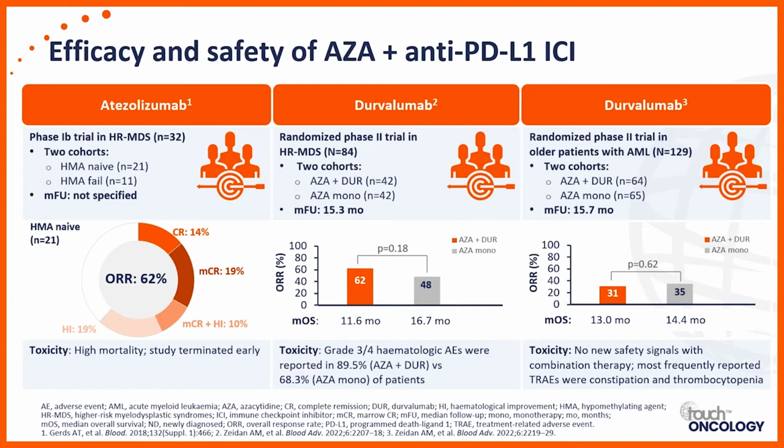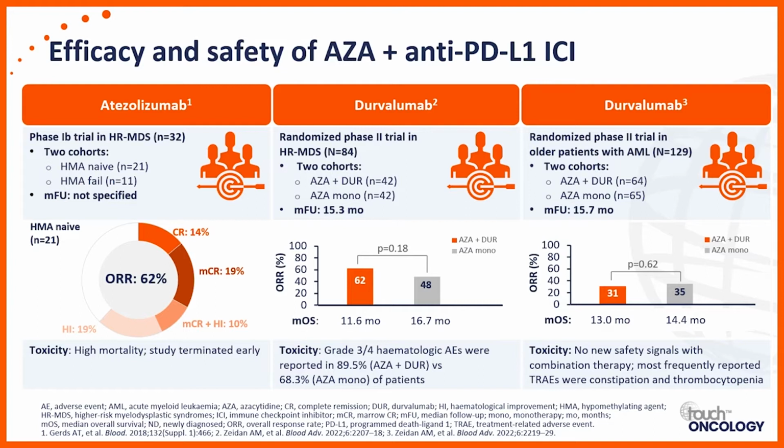Recently, results of 2 randomized phase 2 studies on PD-L1 inhibition therapy for treatment-naive, higher-risk MDS patients and AML patients have been published. In these studies, a total of 84 high-risk MDS and 129 older AML patients were randomly assigned to receive either the PD-L1 inhibitor durvalumab in combination with azacitidine or azacitidine alone.